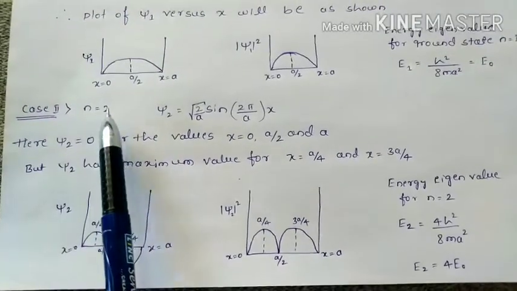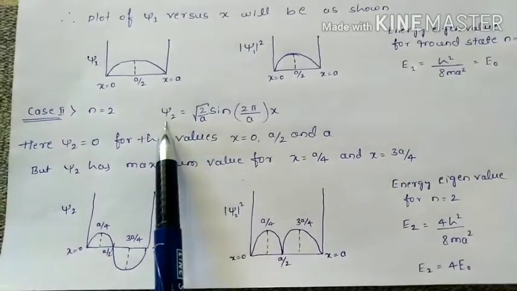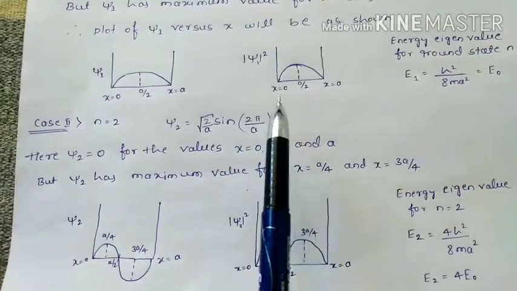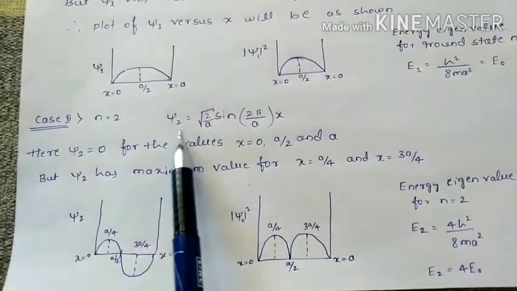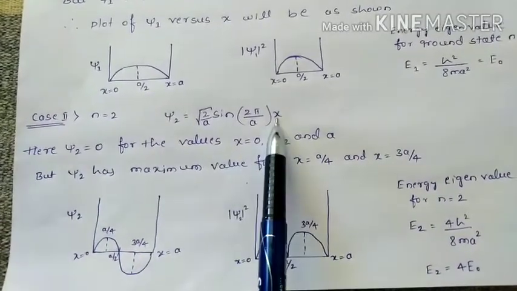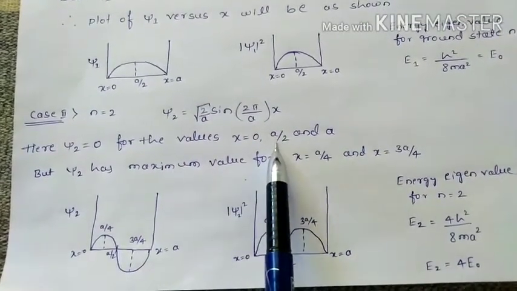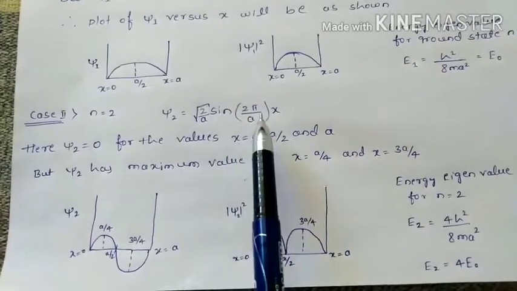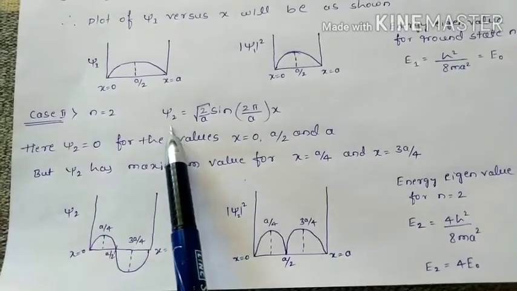So for case 2, n is equal to 2. In the equation, psi 2 is equal to root of 2 divided by a, sin of 2 pi divided by a into x. Here psi 2 is going to be 0 if we substitute x is equal to 0. If I substitute x as a divided by 2, this 2 and this 2 will get cancelled, this a and this a will get cancelled, and you will be left with sin pi, which again is going to be 0.